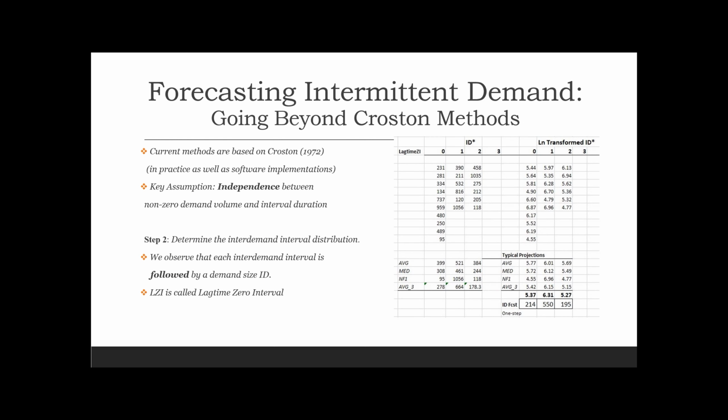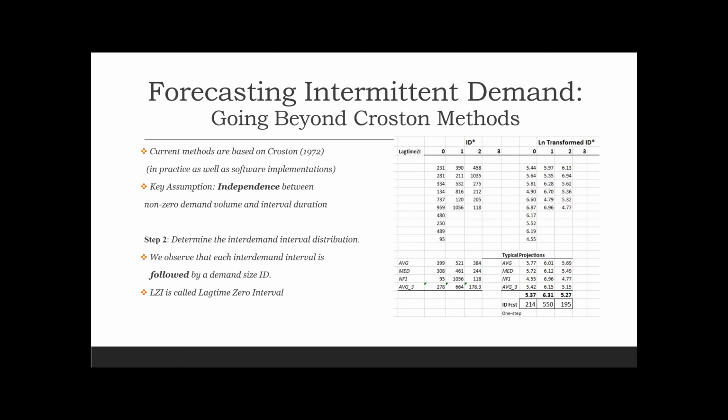Before creating any models for intermittent demand, a forecaster should first consider the validity of the assumption of independence made by the traditional Croston methods by examining the historical data in a real-world context. Step 2 is to determine the interdemand interval distribution. Each demand size is preceded by an interval of zeros. Adjacent demand sizes are separated by a zero lag time interval.